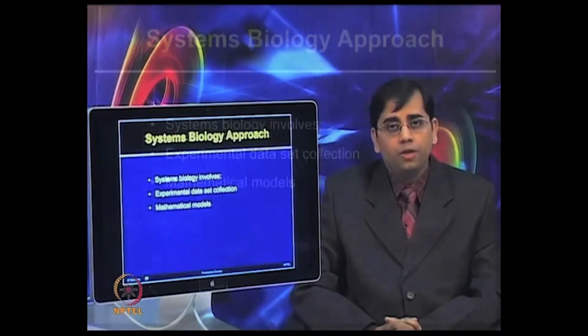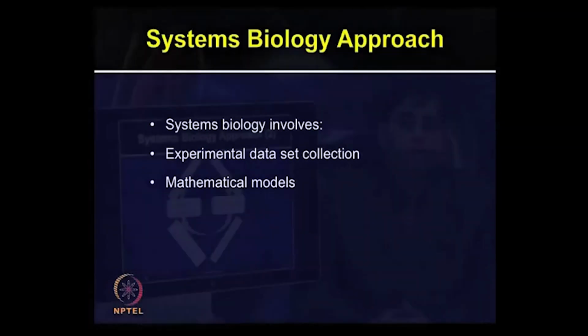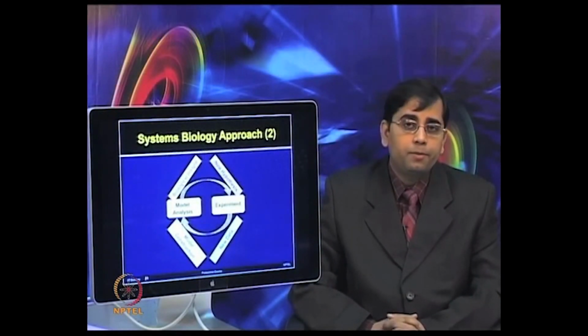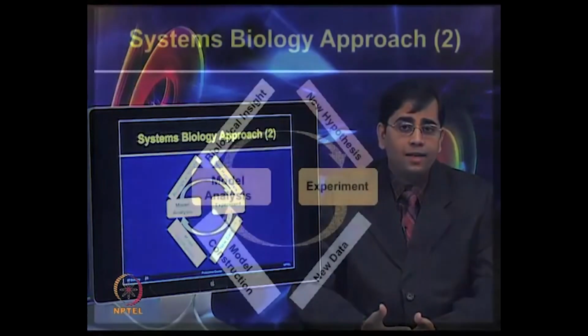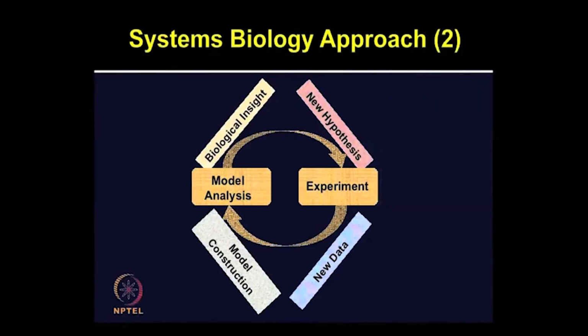The systems biology approach involves, first of all, collection of large experimental data sets, and then mathematical models to provide insight into some significant aspects of the data sets. A simple systems biology approach would involve experiments adding new data sets, which will be used for model construction and model analysis, and the biological insight derived from these models can be used to propose new hypotheses. So, the properties of a system are probably more than just the sum of its individual components. Therefore, it is possible that a system may have its own properties arising from all the components.